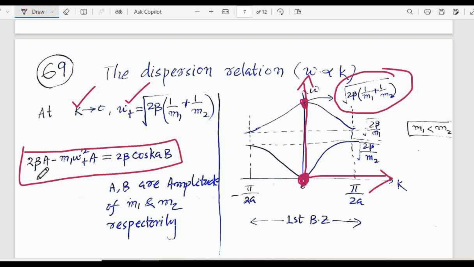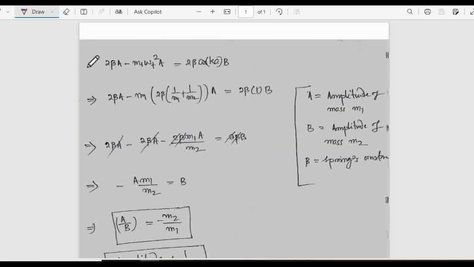It is derived from the matrix formation using Hooke's law. We used Hooke's law to find the net displacement. From that we get the matrix, and from that matrix simplification we get this equation. There are two equations. If you put this value in this equation and simplify, you get this. After simplification, you get what?